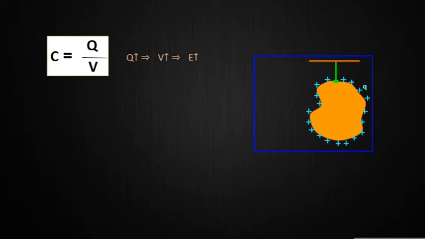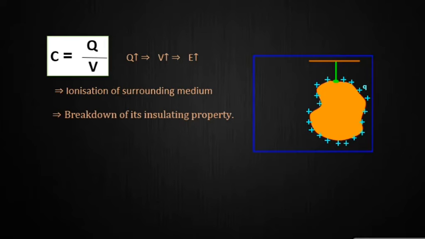As the charge increases on a conductor, the potential also increases. High potential difference implies strong electric field around the conductor. The maximum electric field that a dielectric medium can withstand without breakdown of its insulating property is called dielectric strength. For air, this is of the order of 3 into 10 power 6 volt per meter. If the electric field around the conductor crosses this value, the surrounding air breaks down and starts to conduct. This will cause the charge on the conductor to leak away.